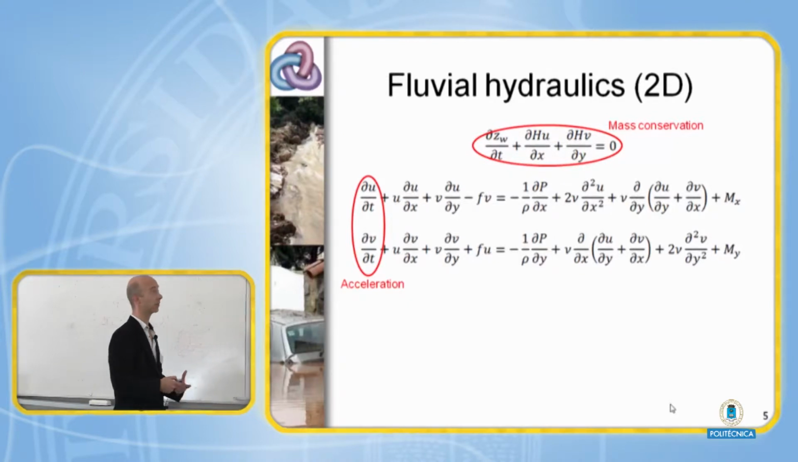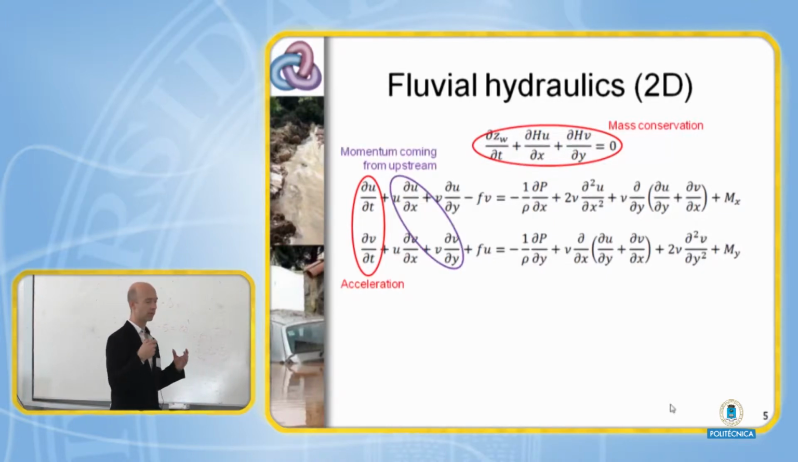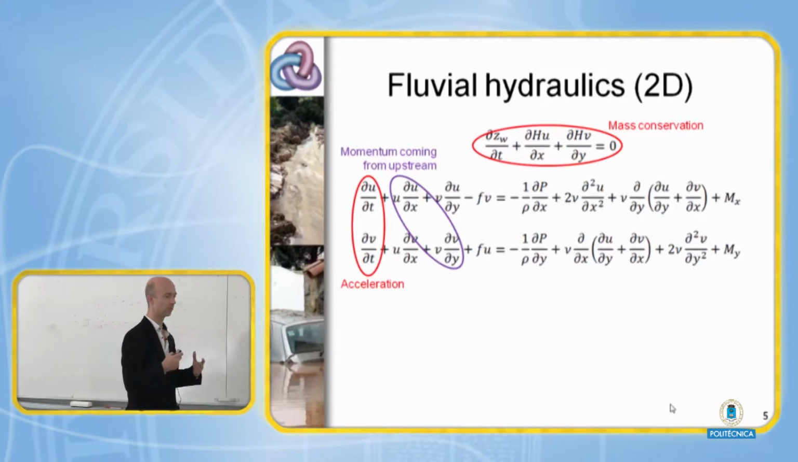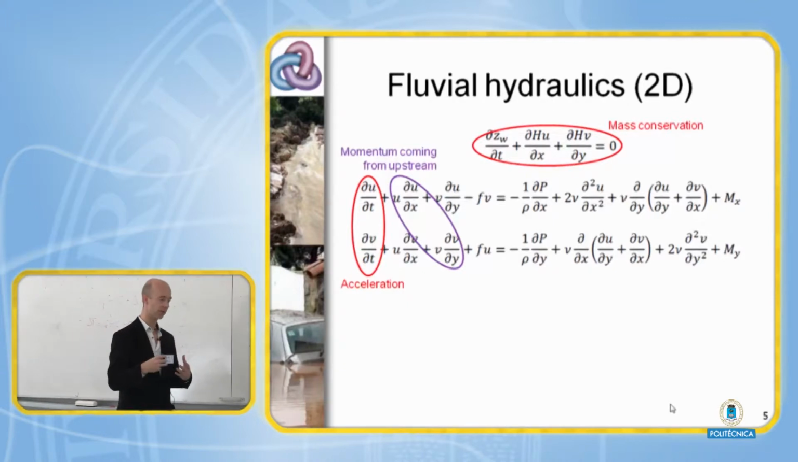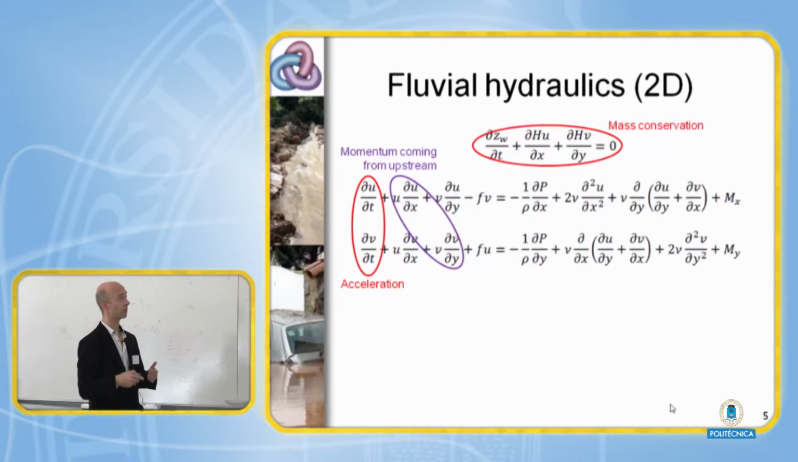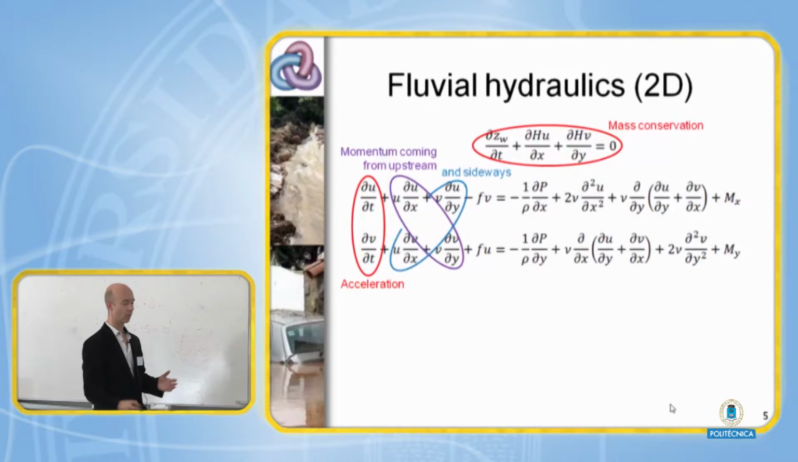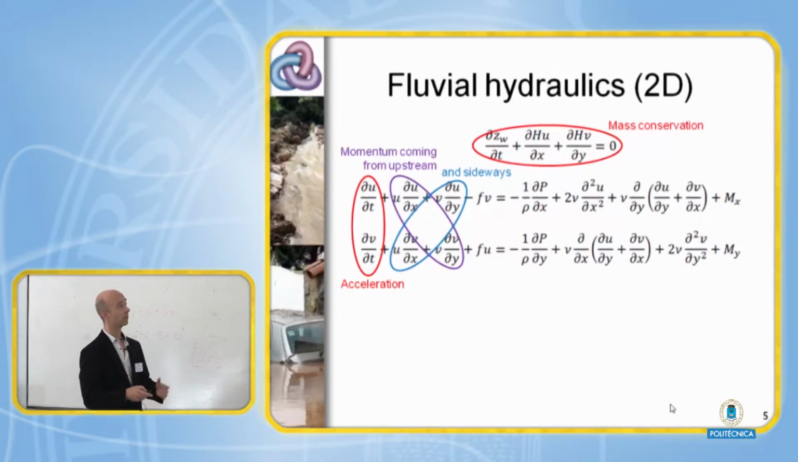acceleration, flow acceleration terms in two directions. We have momentum transport from upstream, so water starts flowing in a certain location faster if the water that flows into the grid cell has a higher speed, so that's flow from upstream, and you have flow from sideways. So if there is a lateral movement in water, you can also have these acceleration terms due to that.